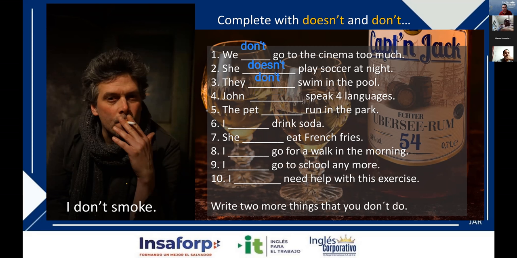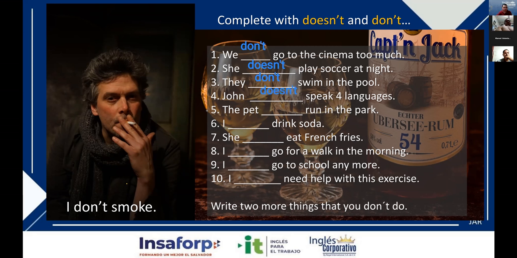La cuarta sería... John doesn't speak four language. Doesn't, me comí la N. Doesn't speak four language.